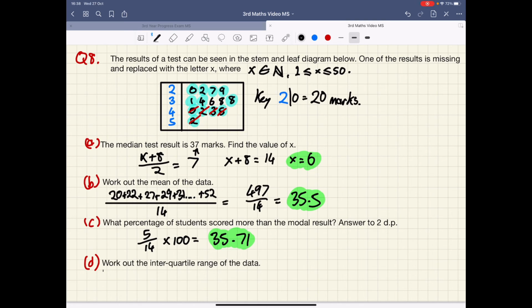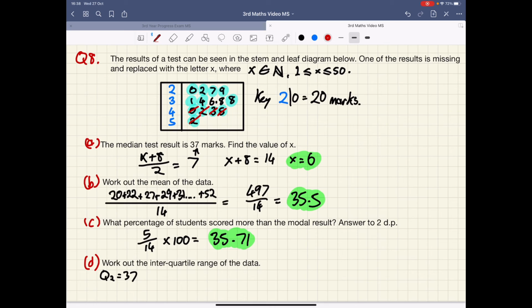And we want to find the interquartile range. We've already worked out the median value, which is Q2, which is equal to 37. We didn't work it out, actually, the question gave it to us. So I'm going to find the middle value to the left. The median is here, and I'm going to find the middle value to the left.